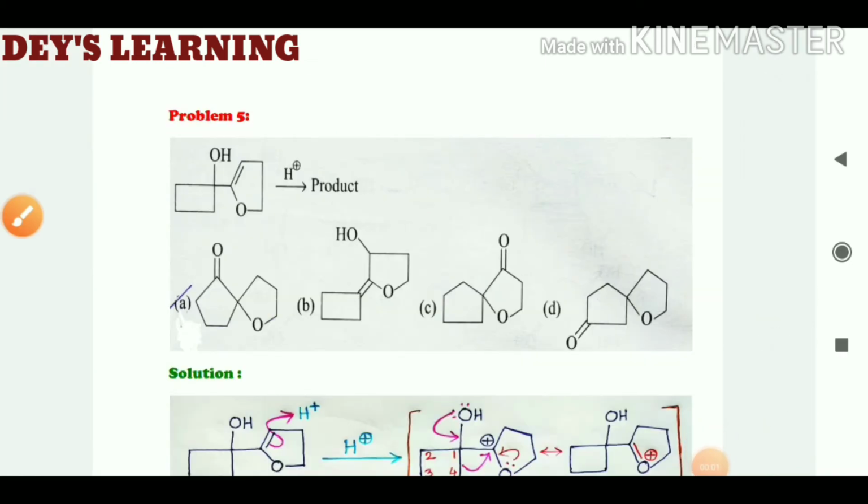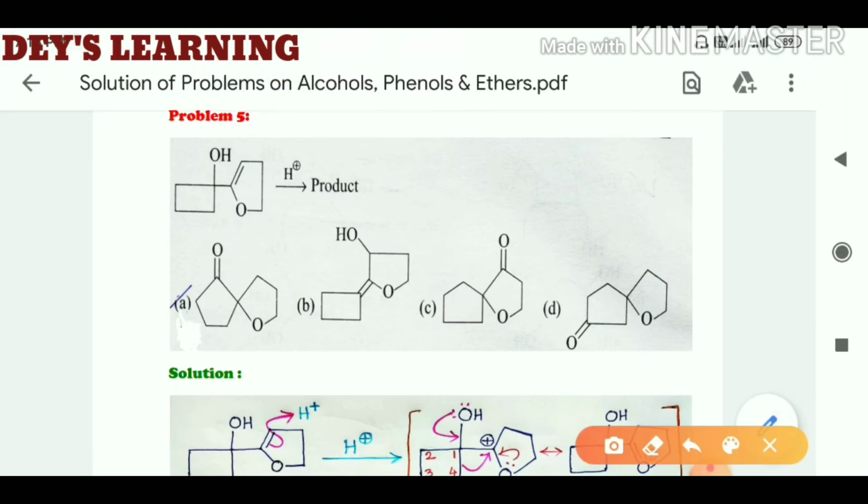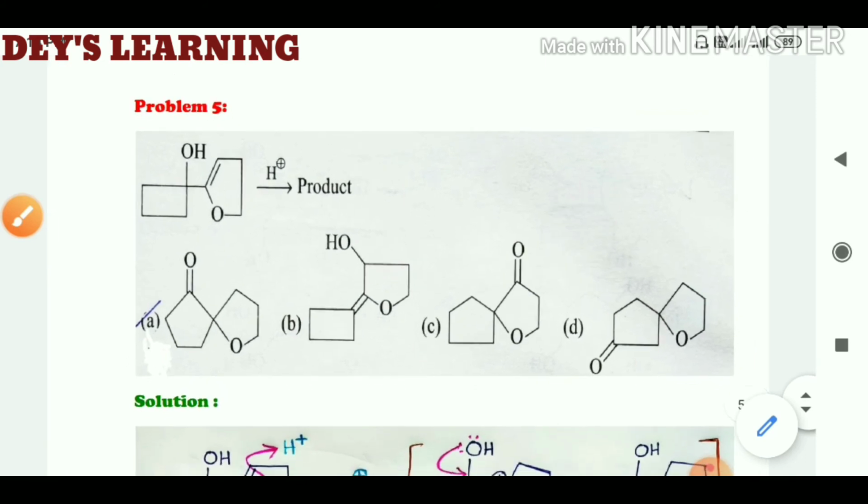So this is our problem number 5. In this problem, this molecule is given. All molecules are very close to one another. Almost all of them, all we have discussed today, are actually hydrolysis reactions. So these are actually very important problems for exam purposes.